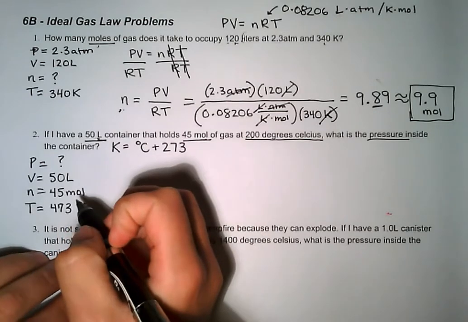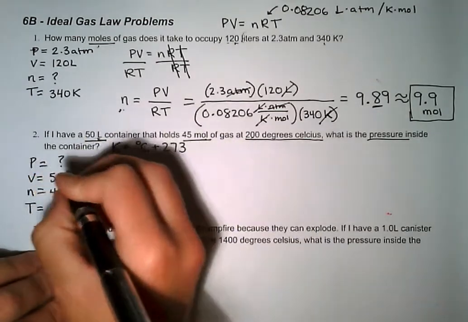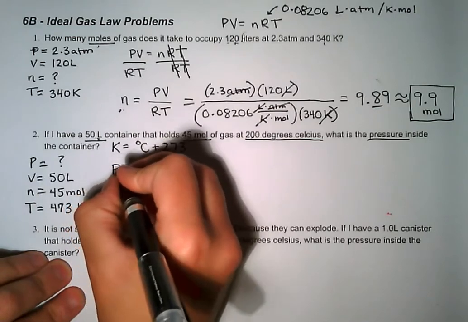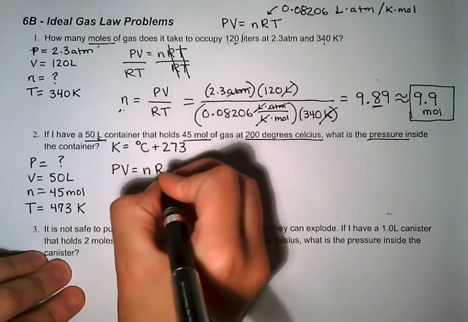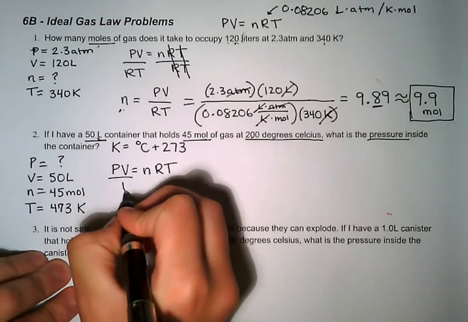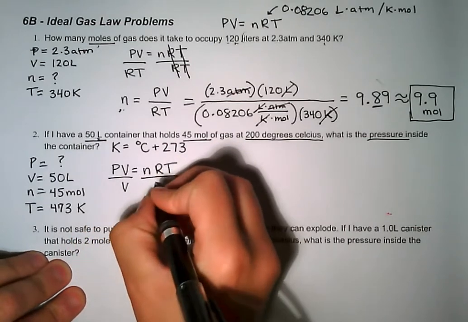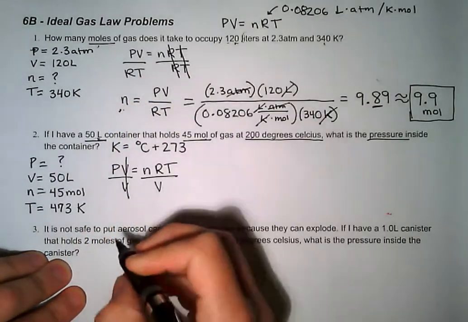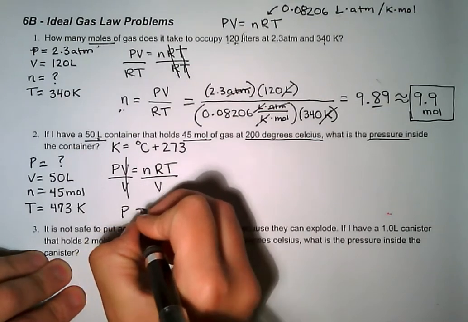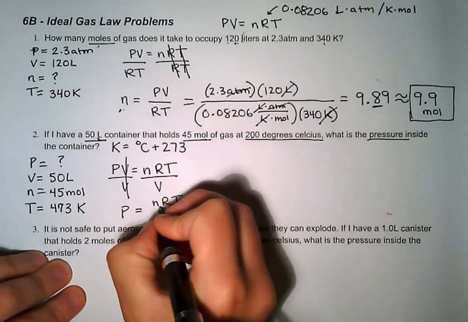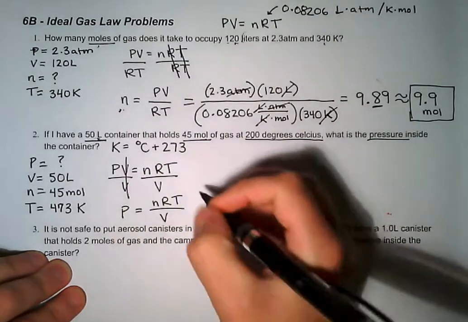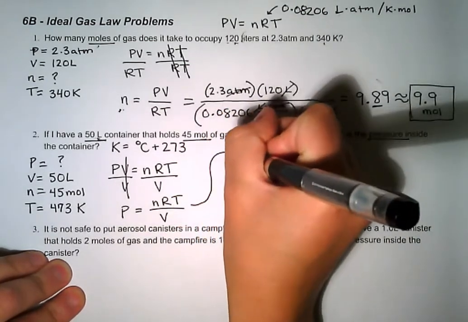Now we have everything we need to solve. We just need to rearrange our equation to solve for P. So PV equals nRT. All we need to do is divide by volume to isolate P. Volume cancels. We have P equals nRT over V. And I'm going to move this up here.